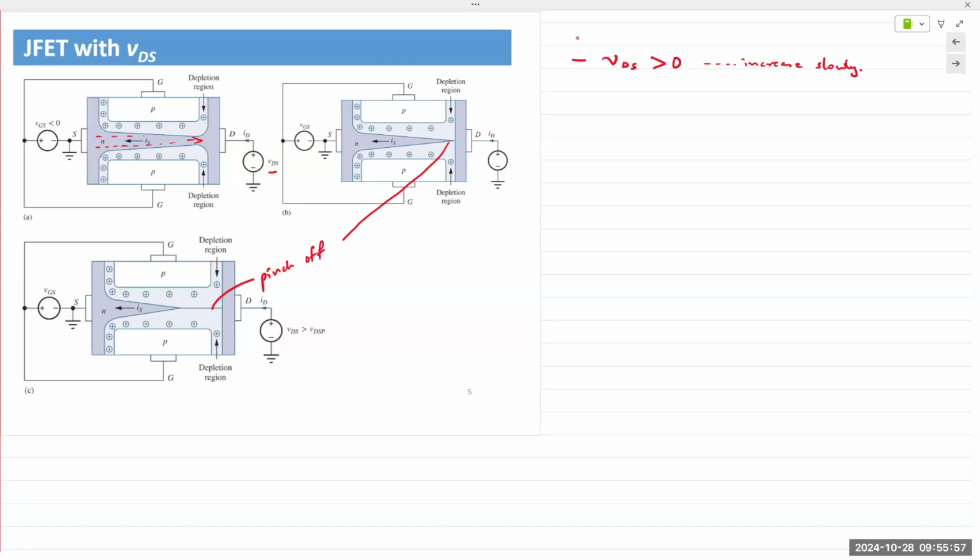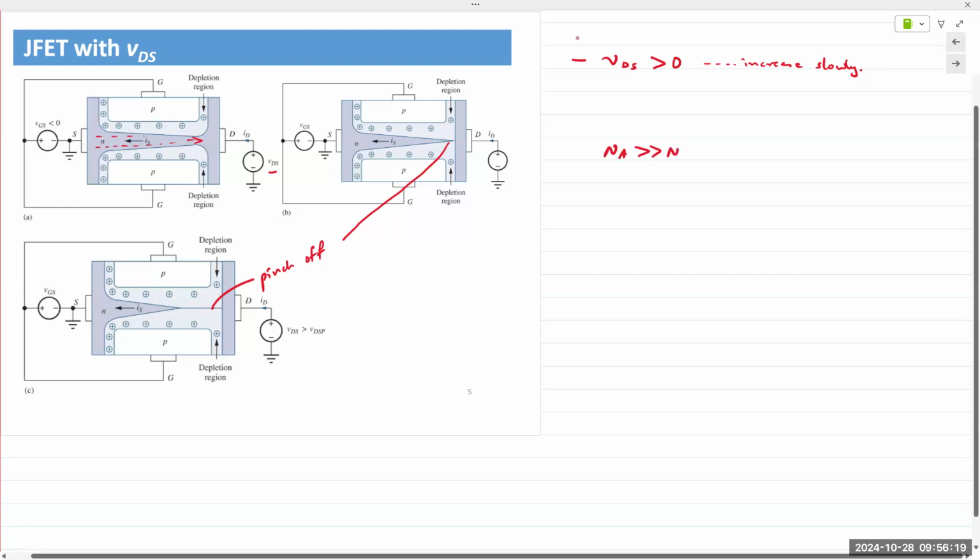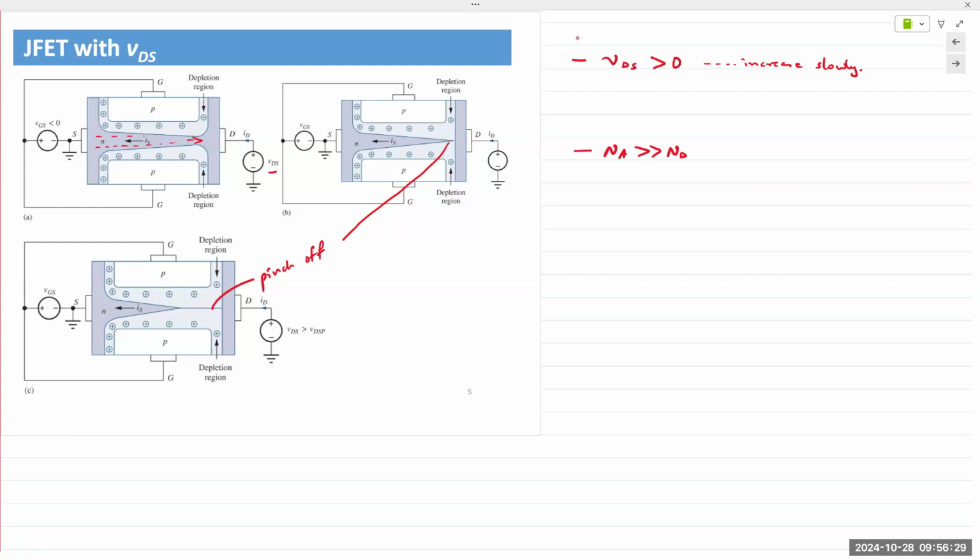Now, the reason for this angled depletion region is because of fabrication. It's fabricated such that the number of acceptor atoms is a lot higher than the number of donor atoms. Na is much, much larger than Nd. So there's a whole lot more positive charges available than negative charges in the n-type region. All right, questions?